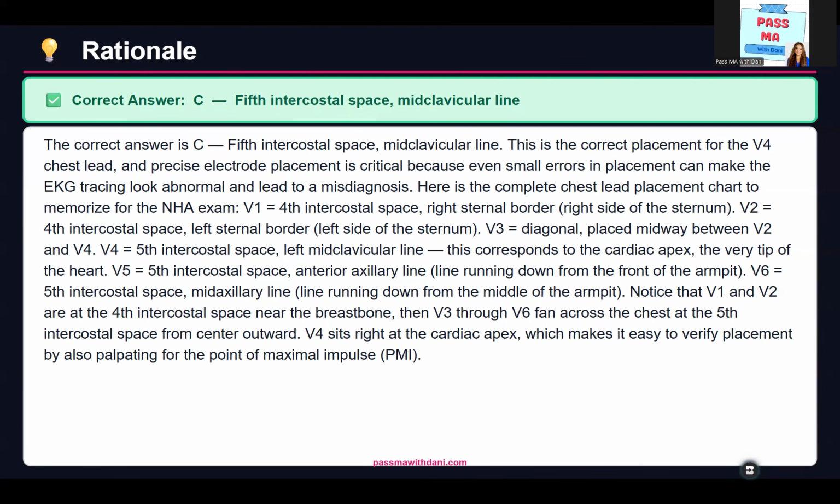Now, again, if you hear the term precordial, I want you to remember they're referring to the chest. If they say precordial electrodes, they're referring to V1 through V6. If they are saying precordial leads, they are referring to the lead wires that connect to V1 through V6. If they are referencing limb electrodes, they're talking about right arm, left arm, right leg, left leg.